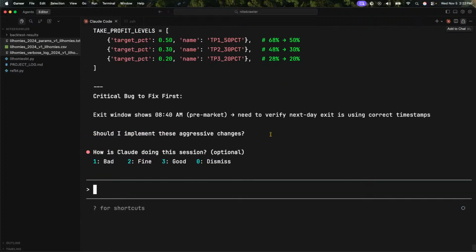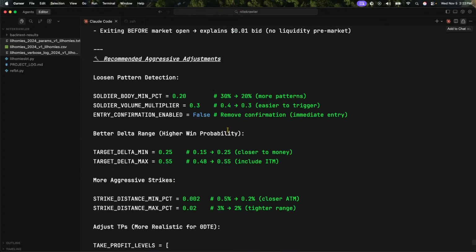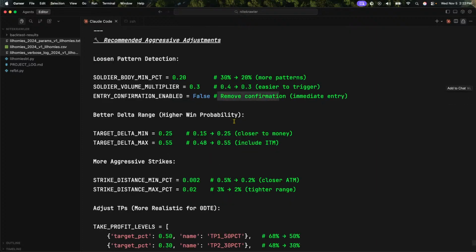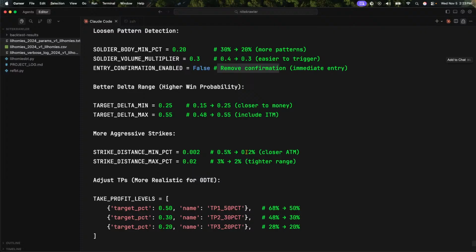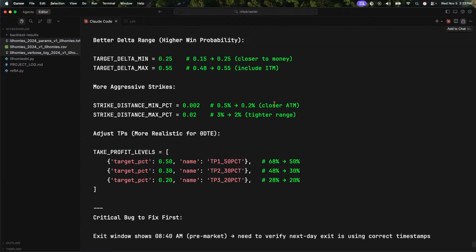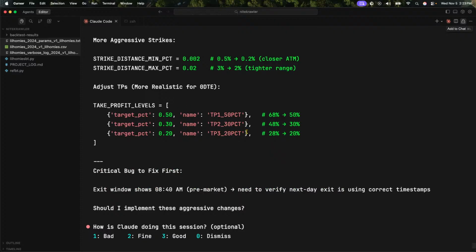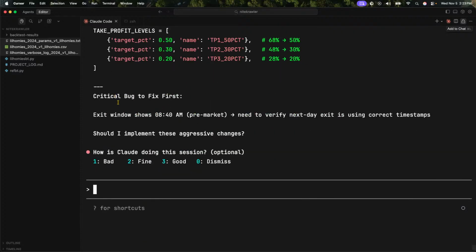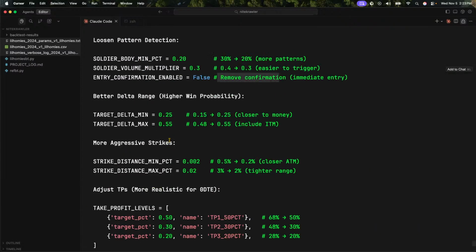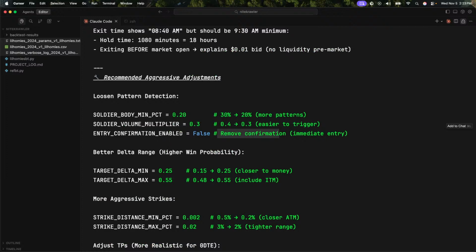Maybe I can make it easier, more immediate. No, I'm going to keep this entry confirmation what it is. Closer to the money, include in the money. Distance, okay. TP levels, no, you can stay at your take profit levels. The exit bug, the exit window shows 8:40 a.m. pre-market. We need to verify the next day exit is using the correct timestamp. Should I implement the aggressive change? What you're going to do is do the following.